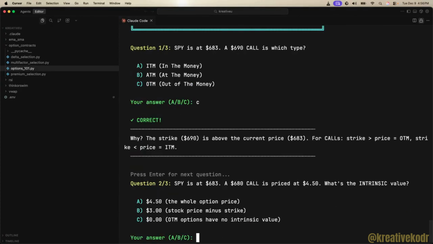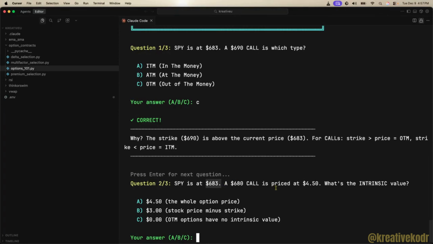So let's go to the next question. Next question: SPY is at 683, and the call is priced at 450. What is the intrinsic value, right? So SPY is at 683, and then the call is at 680. It's priced at 450. So is this in the money or out of the money, right? 680, SPY is at 683, right? So it is a bit out of the money, right?